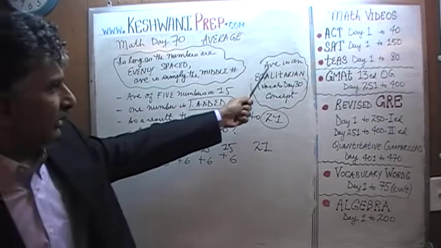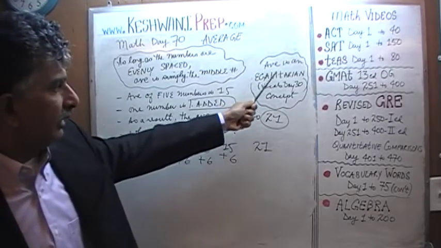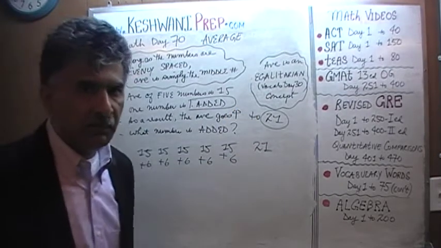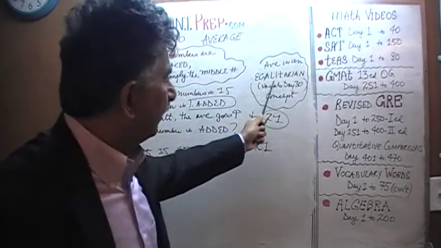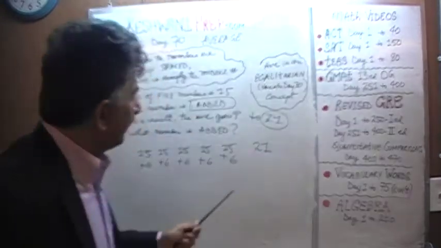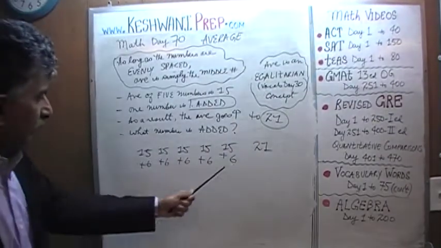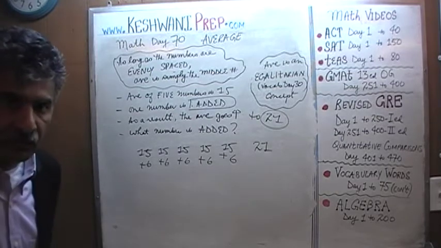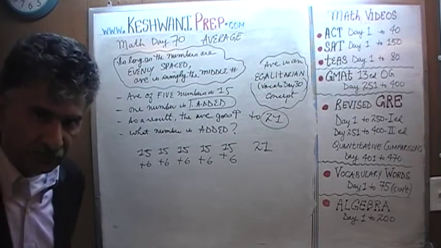Remember, we learned before that average is an egalitarian concept. We're looking for the magic number that makes everybody equal. Egalitarian means everyone is equal. In order for everyone to be equal, each of these five people needs to be given $6. Think of this thing in terms of dollars, if it makes it easier.